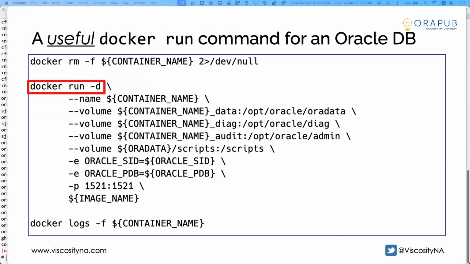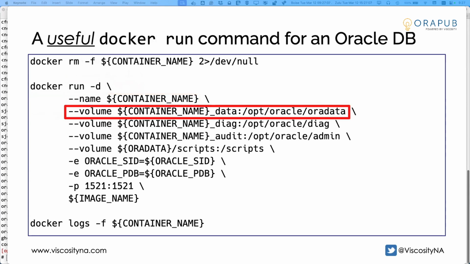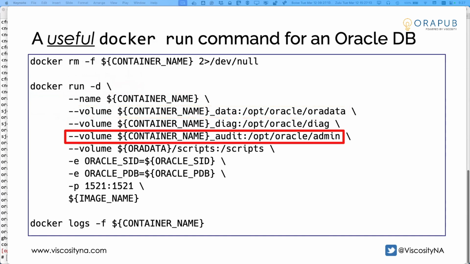We're running this docker run -d, so it's running detached. I'm giving my container a name, and then I'm going to specify a directory for my data and for my diagnostics and for my audit. And you'll see these are all set to volumes. So I'm saying to Docker, when you start this container, there's a directory in the container called /opt/oracle/admin, and I want you to map it to this volume that we created, which maps back to an actual physical directory on our system.